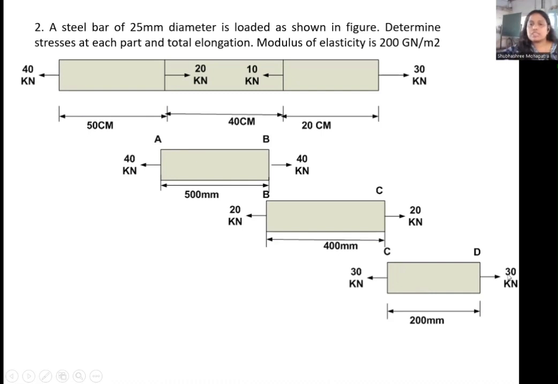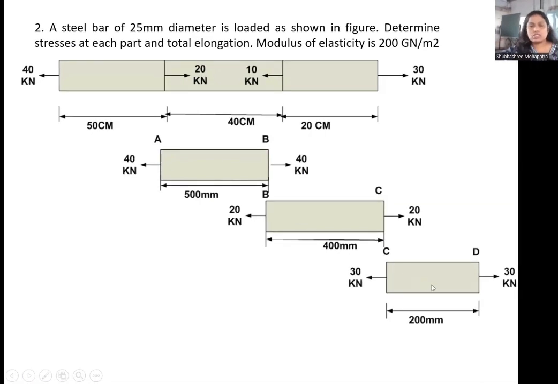Okay. So you have to check that at each point, the given values we are achieving or not. At A, we require 40, it is 40. At B, we require 20; 40 minus 20, that is 20 in this direction. At C, we require 10; that means 30 minus 20, that is equal to 10 in this direction. Then at D, we require 30; that means it is 30 in this direction. After seeing this, we can say that all are tensile in nature.